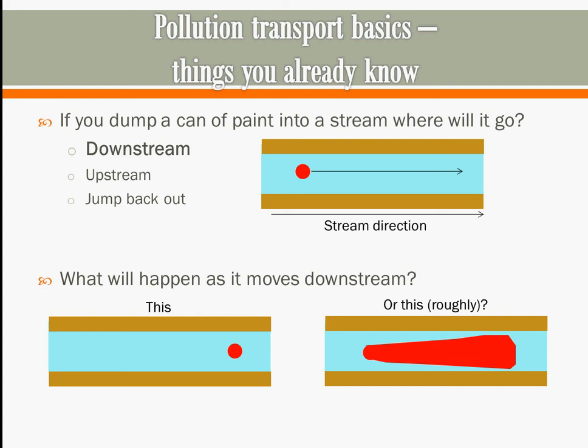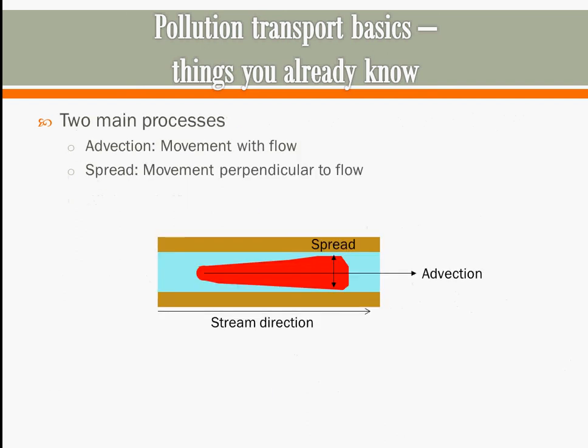And you've seen this happen, you just saw it in the previous slide, so you're probably guessing this is what happens. So you've seen these processes happening. And these two things that are happening are first advection, and that's movement with flow, whether it's wind or current, direction of water flow or direction of wind flow, and spread. So that's movement perpendicular to flow.